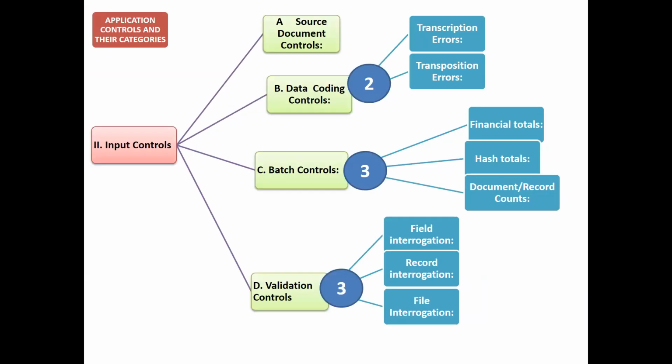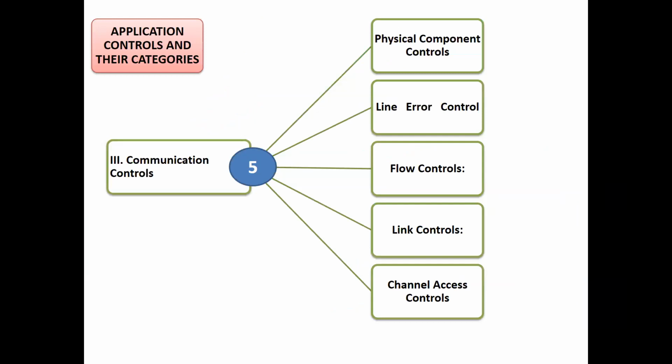Next one is input control: source document, data coding, batch control, validation control. All these things are considered input control. Transcription error, transposition error, financial total, hash total, document record, field interrogation, record interrogation, file interrogation. All these come under input control. Communication control: physical component control, line error control, flow control, link control, channel access control. All these are related to communications. So network communications, router, switches, hub, etc. All are controlled in an appropriate manner.